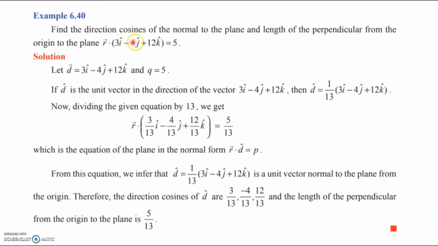So we found the direction cosines of the normal as required, and the length of the perpendicular from the origin to the plane, which is the distance of the plane from the origin, is given by this p, which is 5 by 13. Hence our result.